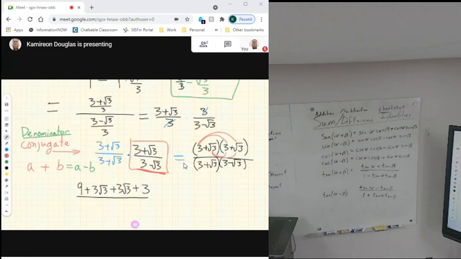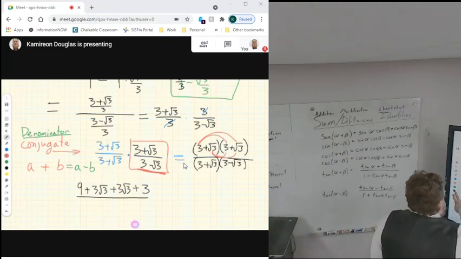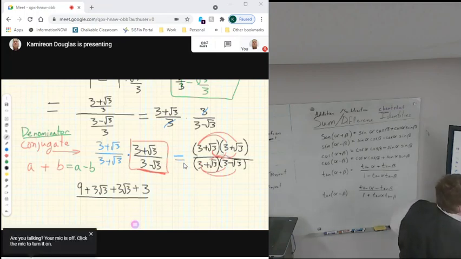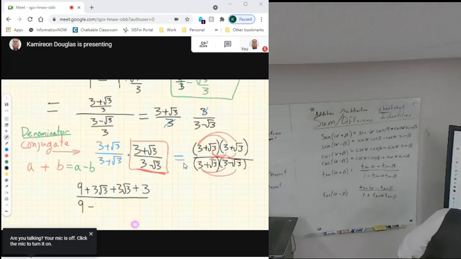So let's keep going. On the bottom, I multiply again. I FOIL through. So when I FOIL, 3 times 3, 9. 3 times negative square root of 3, square root of 3 times 3, square root of 3 times negative square root of 3. Let's do it. On bottom, I get 3 times 3 is 9. 3 times negative square root of 3 would be negative 3 square root of 3.